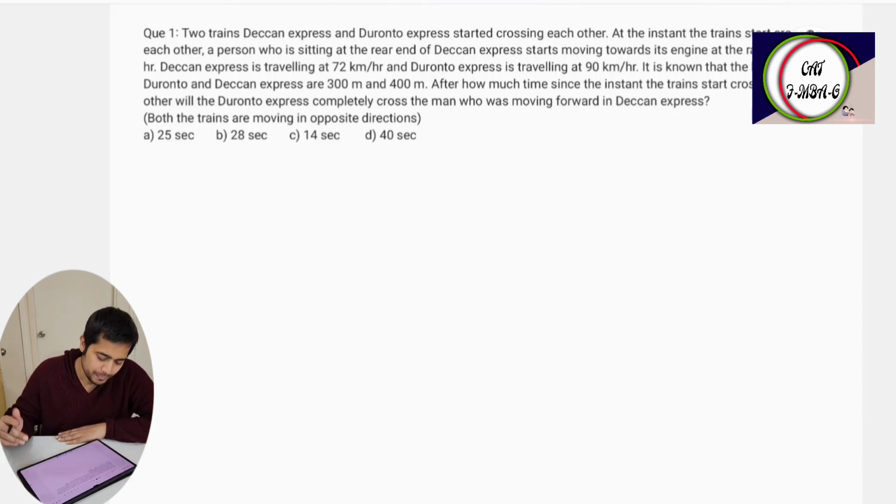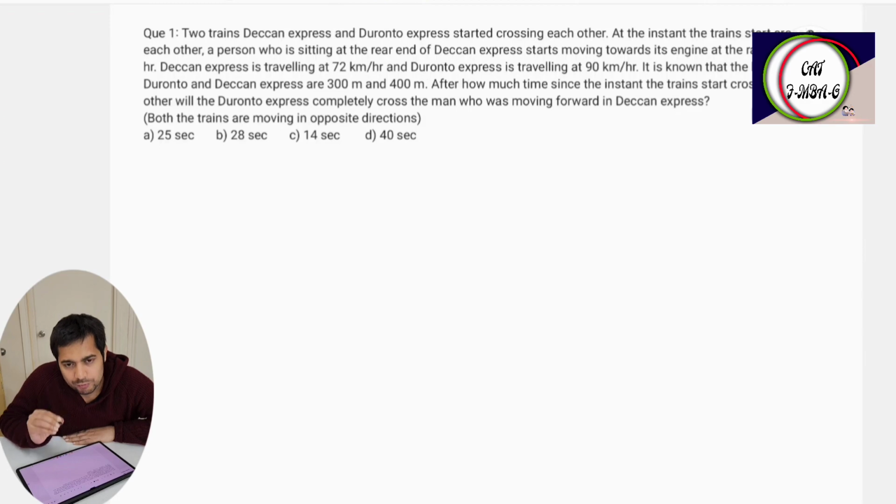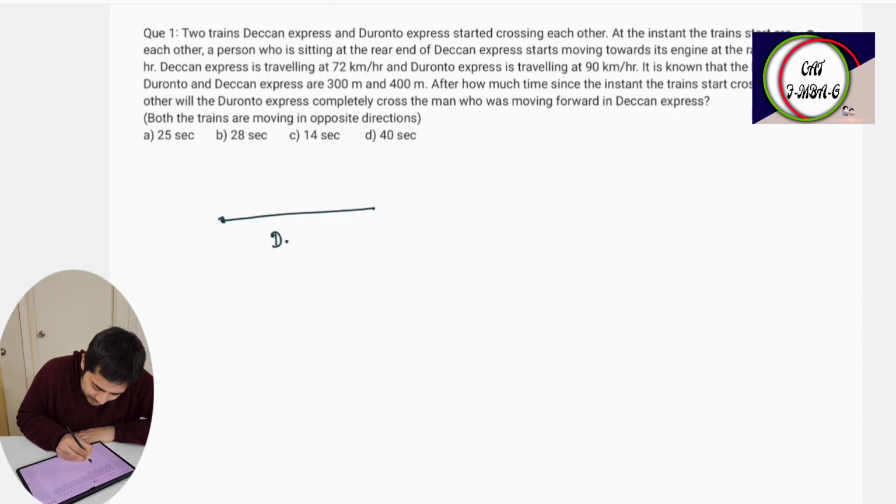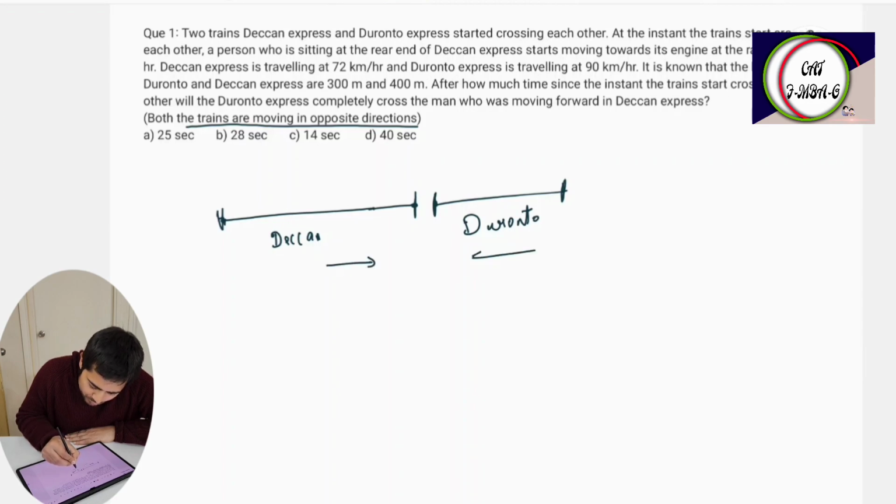Okay, so let's start. When I am solving the question, make sure you see how I draw the diagrams and what terminologies I am using. The same concept is used in all different questions of the same type. So two trains, Deccan Express and Duronto Express, started crossing each other. It is given that both trains are moving in opposite directions. Deccan is moving toward this side, Duronto is moving toward this side.